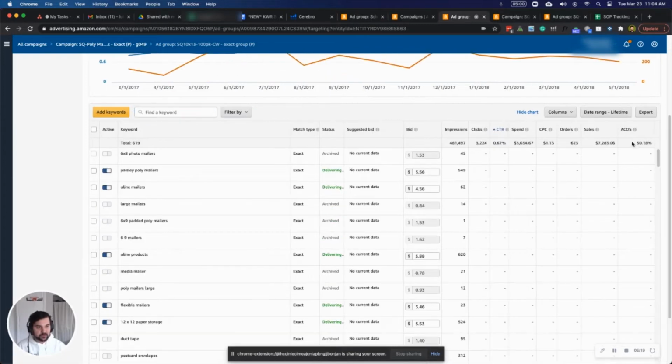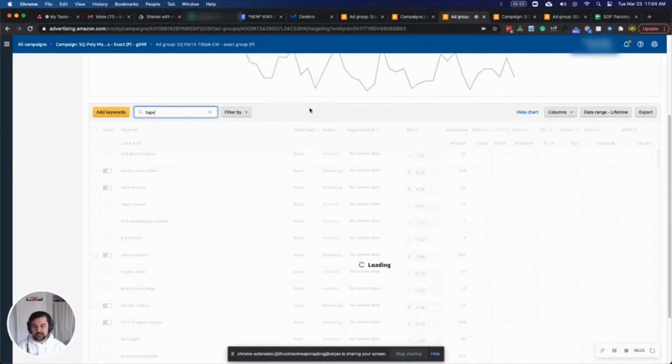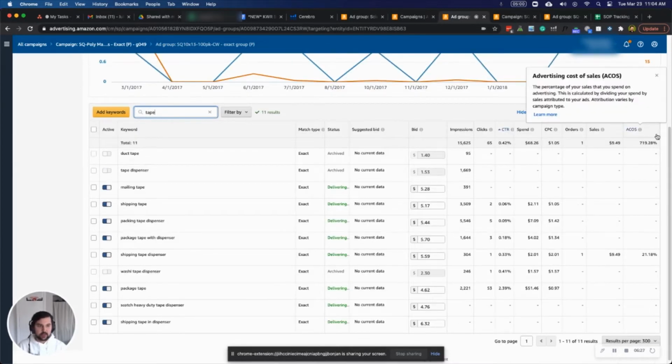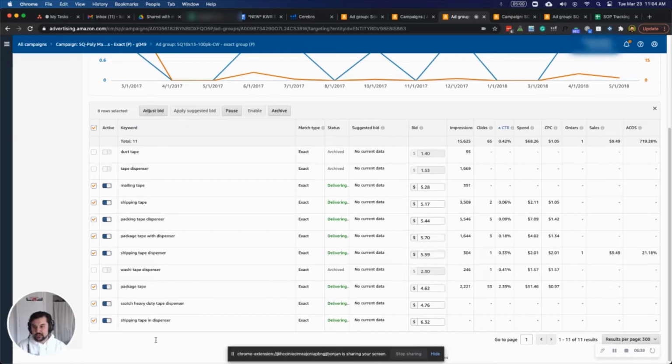So what I'm going to do is look up tape and see how we perform. The campaign altogether has an ACoS of 50%. When I filter by just keywords containing tape, we're at 719% ACoS. So right away, like this package tape, 53 clicks and no sales. We didn't need to spend that $50. That could have been our $50. So what we can do is just select all these and pause them.